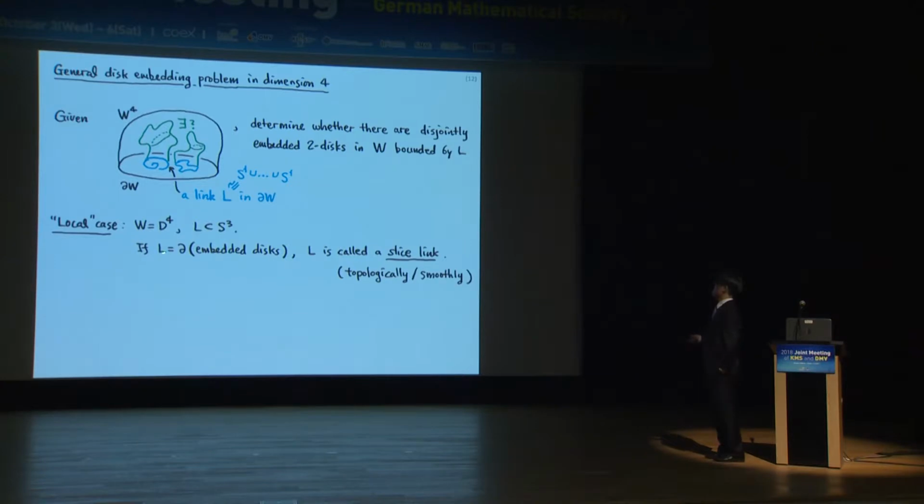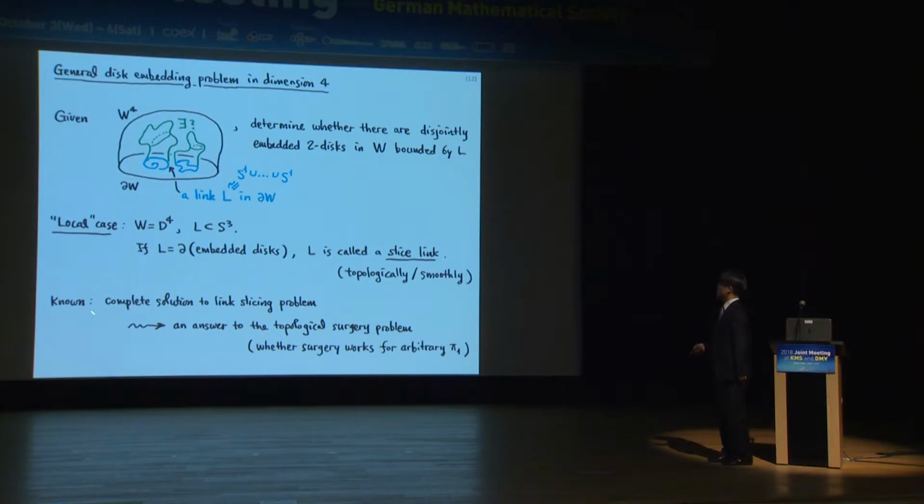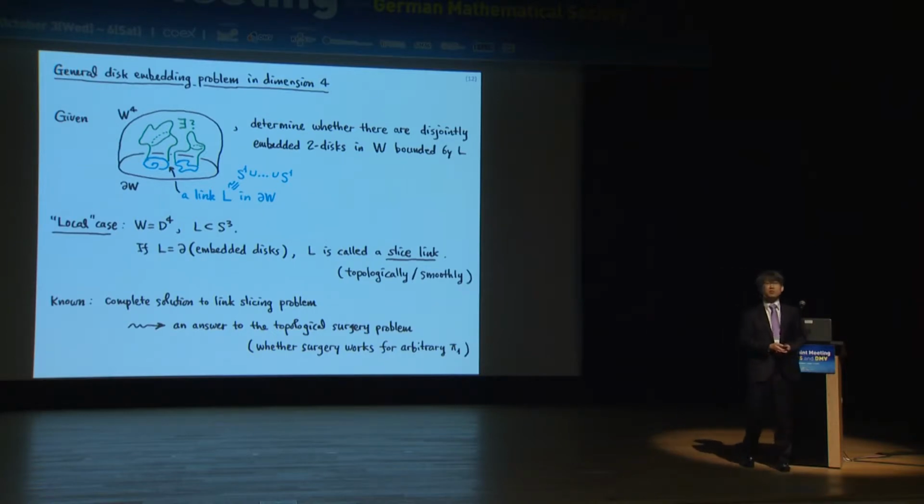If there is a solution, namely if L is the boundary of disjoint embedded disks in D4, then we say that L is a slice link, because it's a slice of two-dimensional disks. And often we ask the question in the topological category and the smooth category. Both are interesting. And it's known, similarly to the typical local-global principles in, for instance, number theory and algebra, that if we had a complete solution to this local case, the link slicing problem, then we would be able to get an answer to the general topological surgery problem.